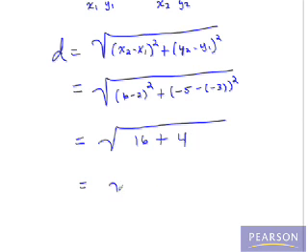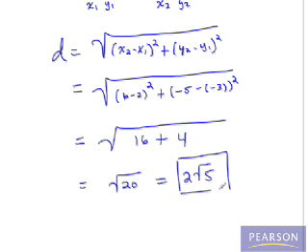This gives us the square root of 20, and the square root of 20 can be simplified to 2 times the square root of 5. So there is our distance between the 2 points.